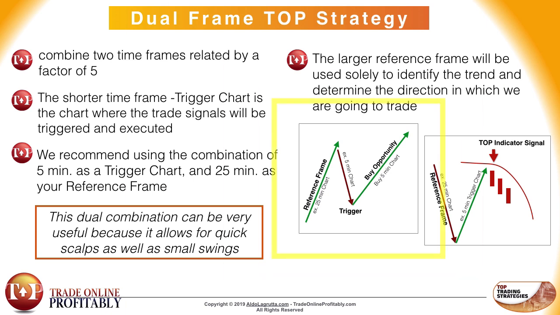If the trend is up on your reference time frame, declines on your trigger chart will be used to buy the market with the help of the top buy signals. And if the trend is down on your reference time frame, rallies on your trigger chart will be used to sell the market with the help of the top sell signals.